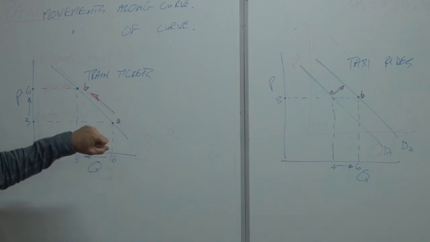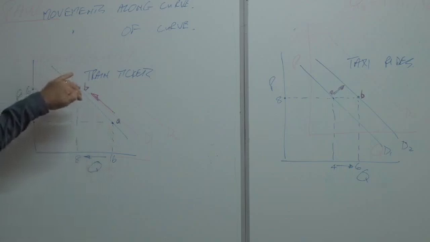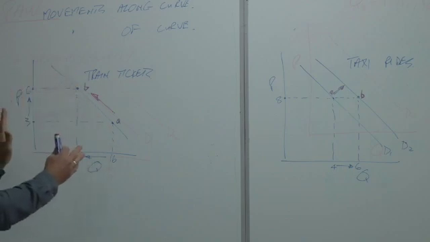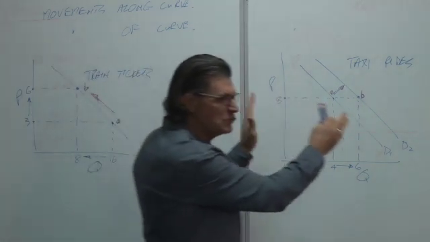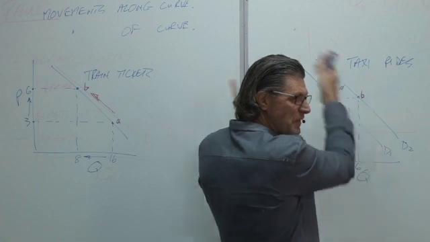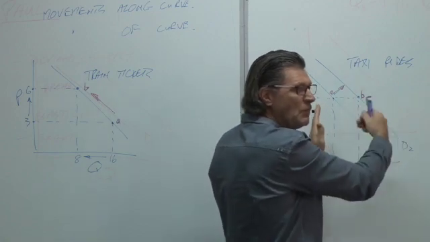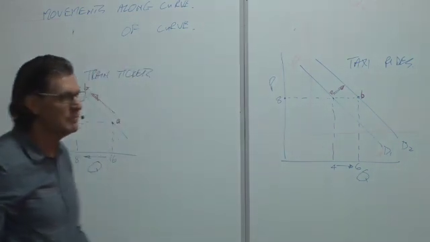As a result, we had a movement along the curve from point A to point B. So you try and visualize this, and then you talk about the substitute good. Because the price of another product, the substitute good, changed, there's a movement of the curve on this one.